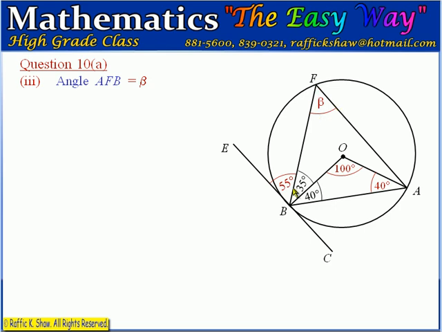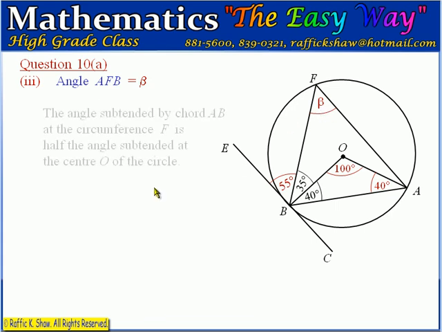Now this angle is subtended by this chord AB. This chord AB is subtending this angle here at the circumference. The chord AB is also subtending the angle 100 degrees at the center. And there's a rule that says that the angle at the center subtended by a chord is twice the angle at the circumference. And therefore this angle is half this one, or we can say this angle is twice this one. So that's the basis on which we'll find this angle beta.